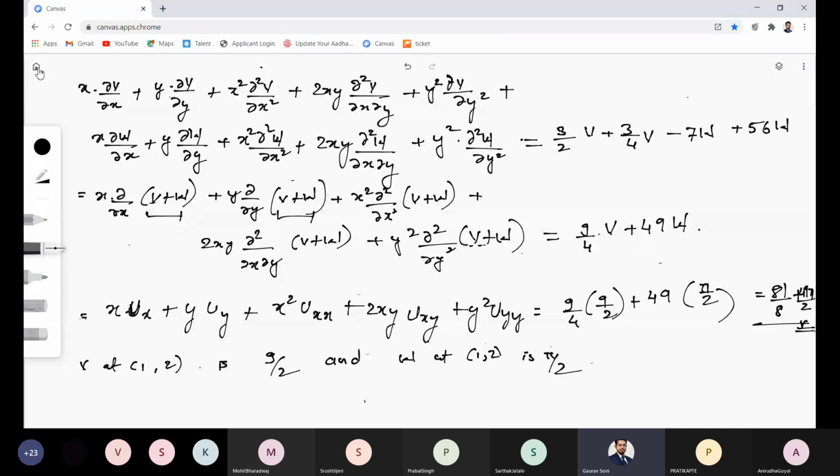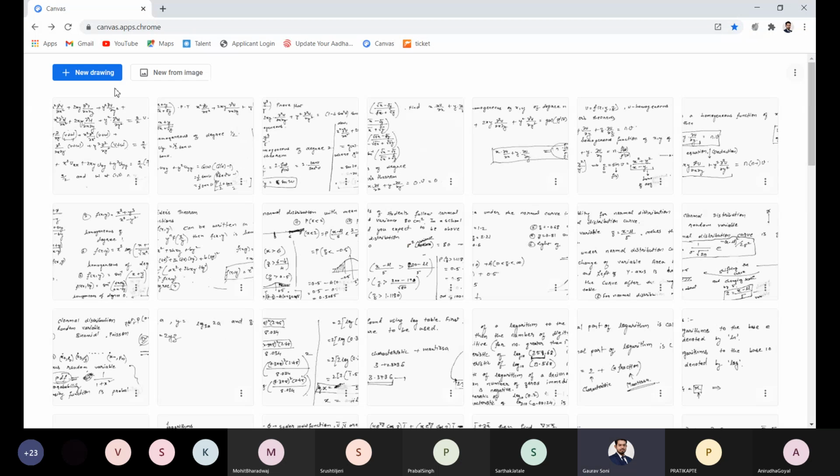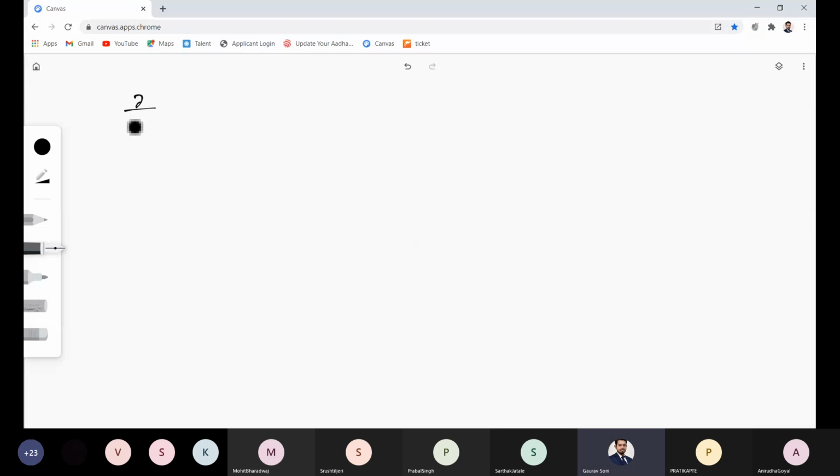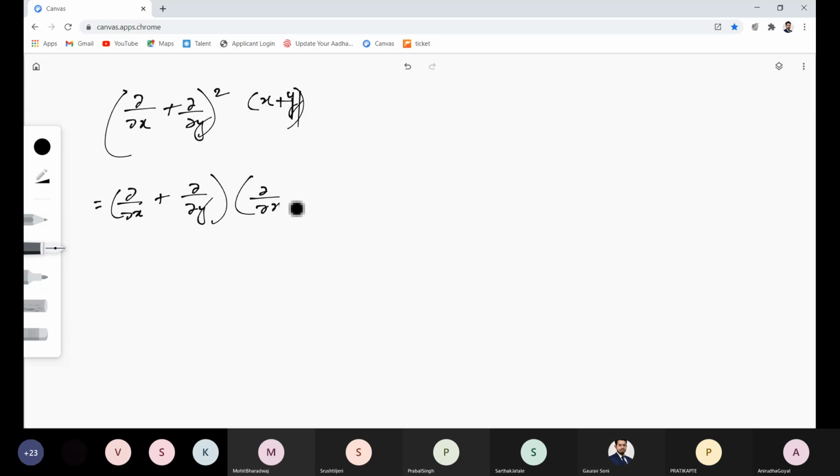So when there is a square, for an example, I have this del by del x plus del by del y whole square of x plus y. So if I'm not wrong, the question is how to apply this operator, right? Yes, sir. So I'll write this as del by del x plus del by del y, 2 times, of x plus y.